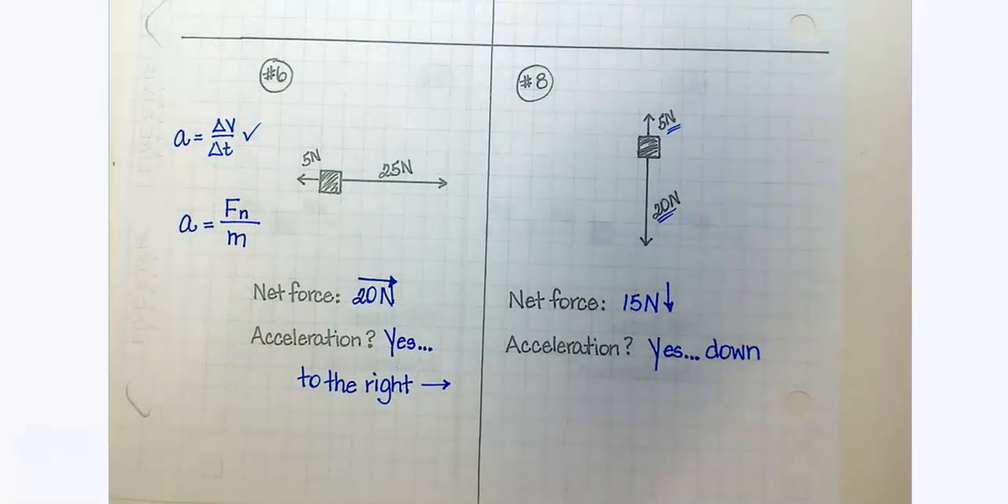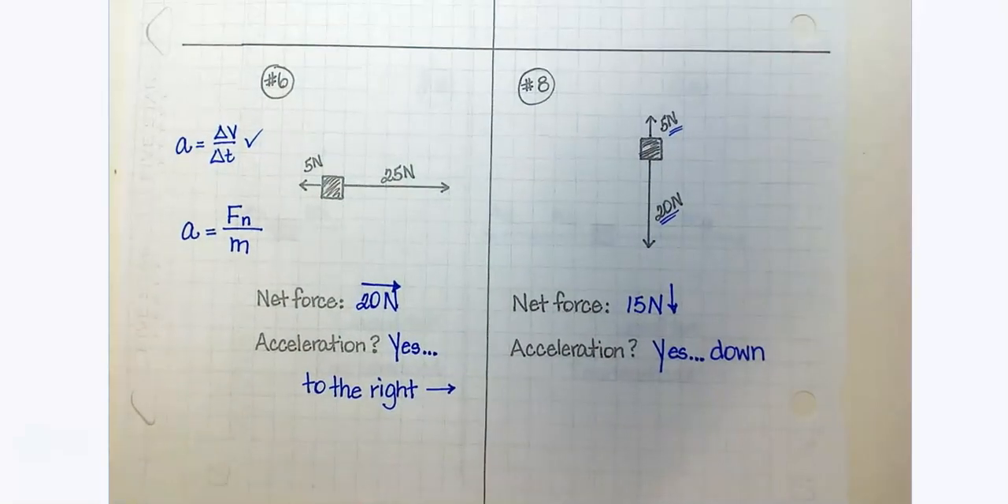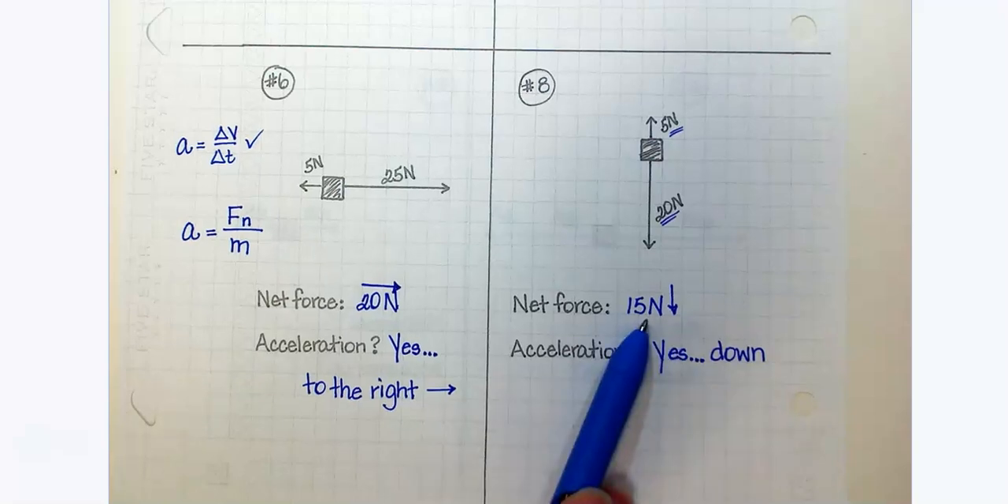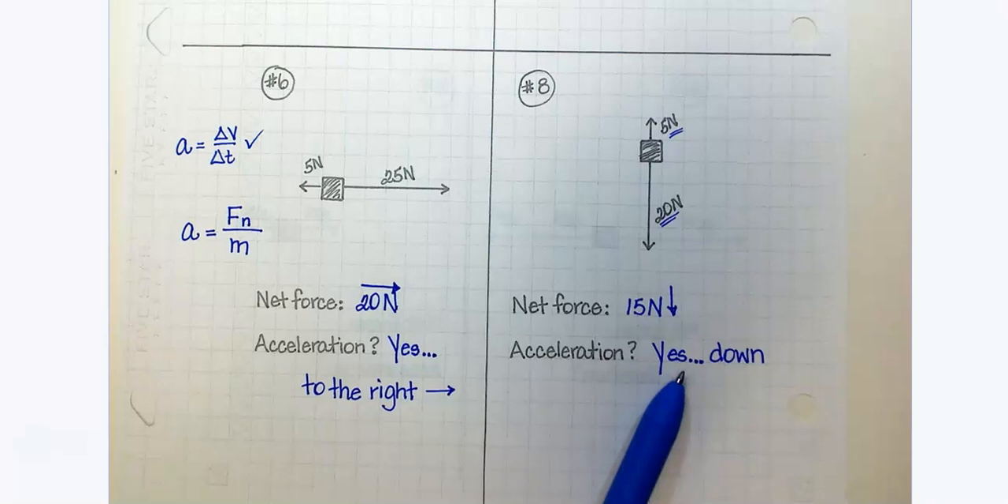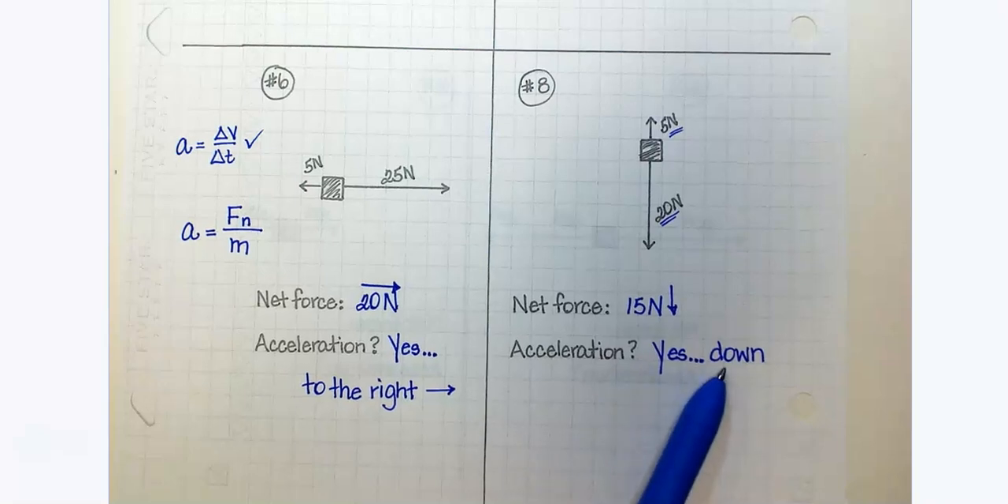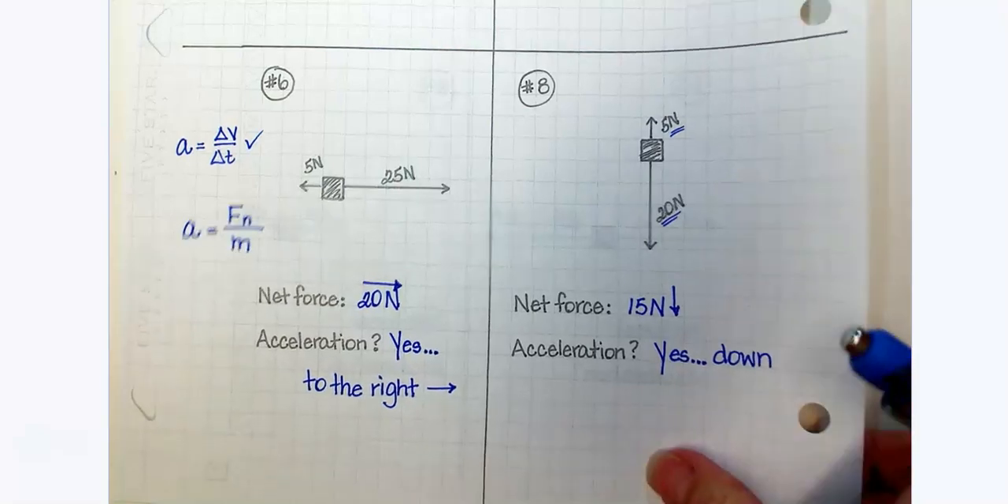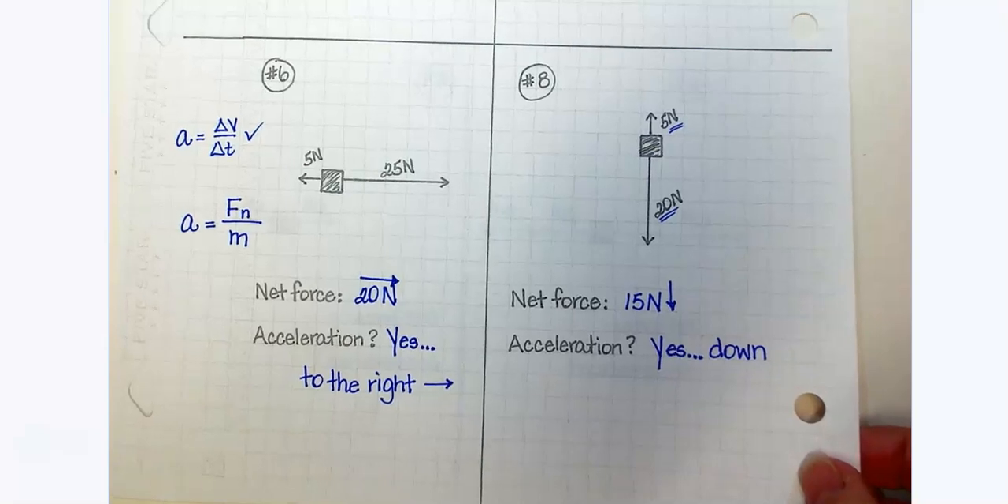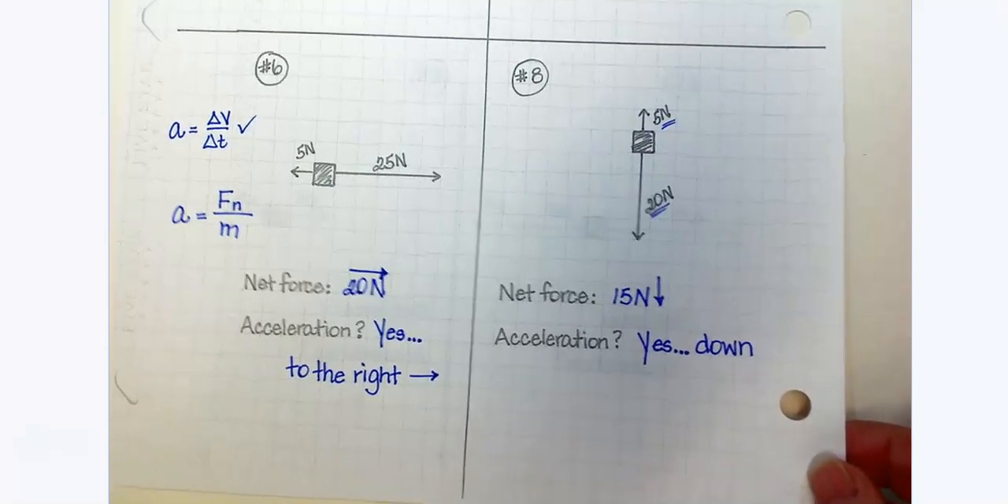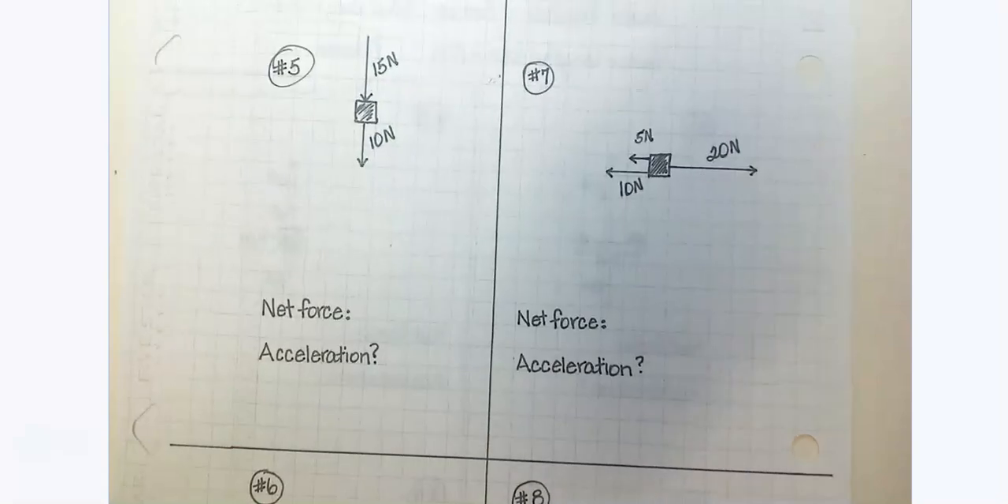Now, again, I can't tell you how much the object accelerates because I don't know mass. I know my net force, so I do know that there is acceleration. I know that the acceleration is oriented down, but unless I know mass, I can't figure out exactly what the acceleration is number-wise. Okay, so let's go up to 5 and 7.